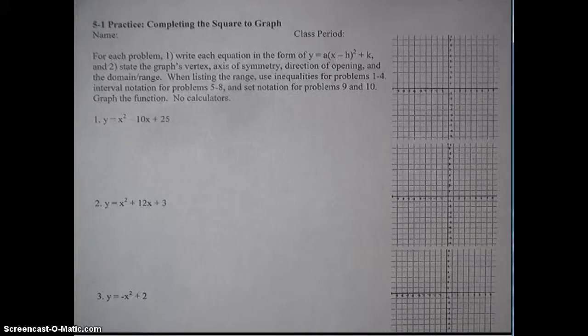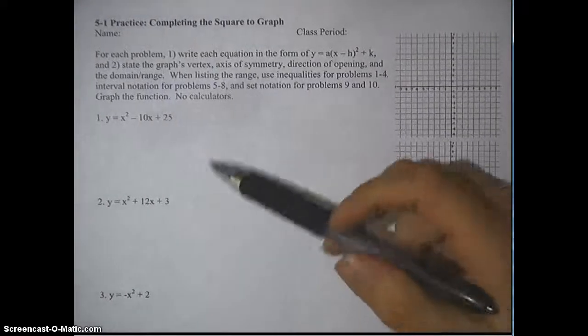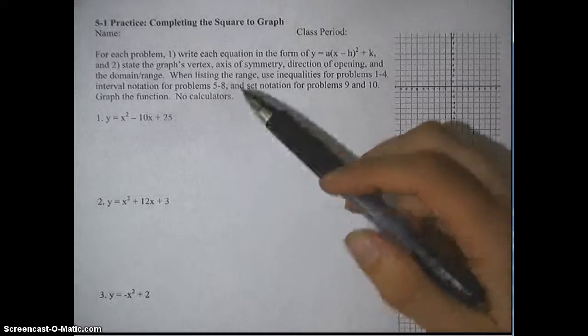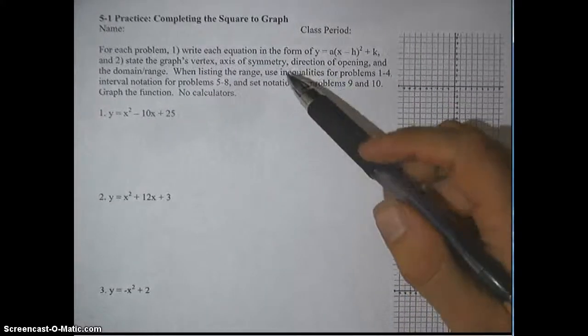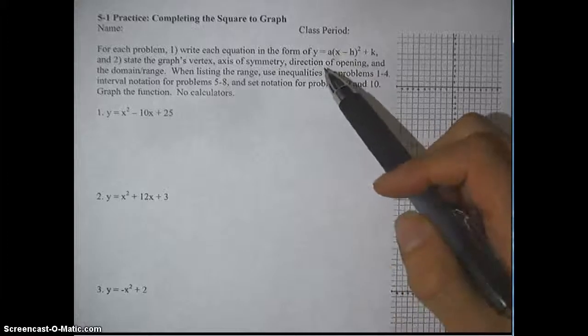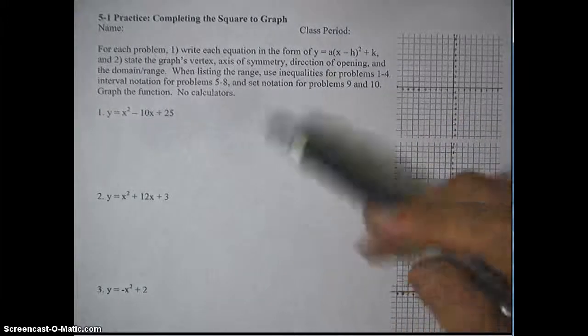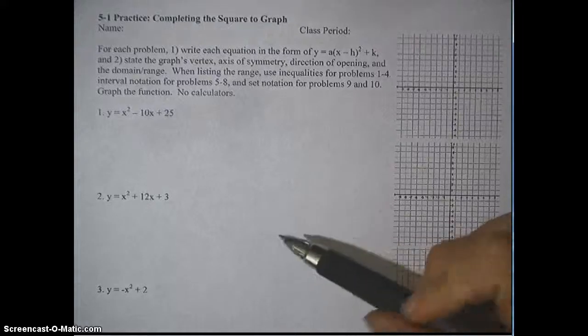Mr. Alexander here, and today I want to teach you how to complete the square to graph quadratic equations. What we have are a bunch of equations that are in standard form that we want to convert into vertex form so that we can state the vertex, the axis of symmetry, the direction that it opens, and the domain and range. I'm going to try and do 3 of these for you. And I want to start on number 4 here.